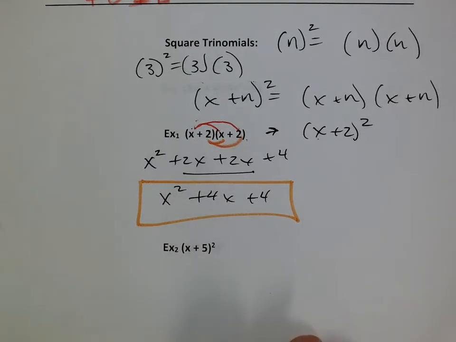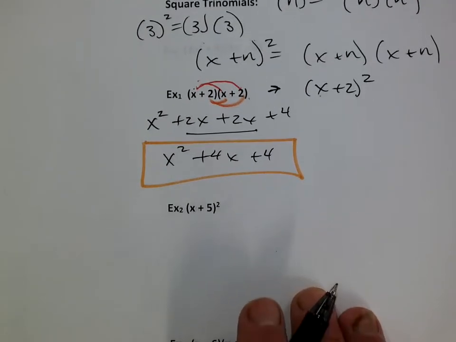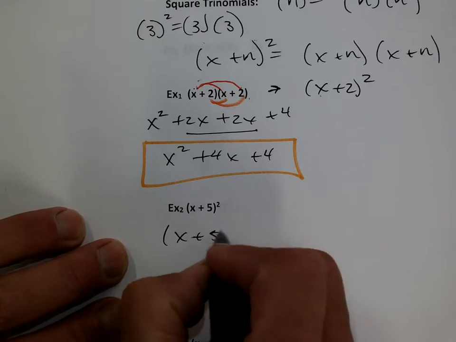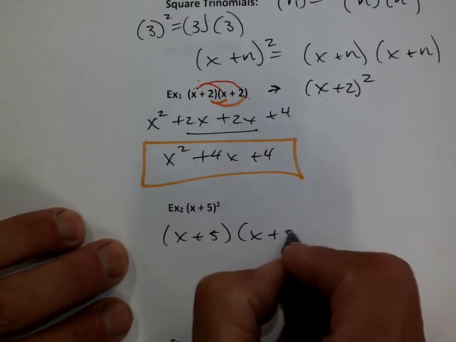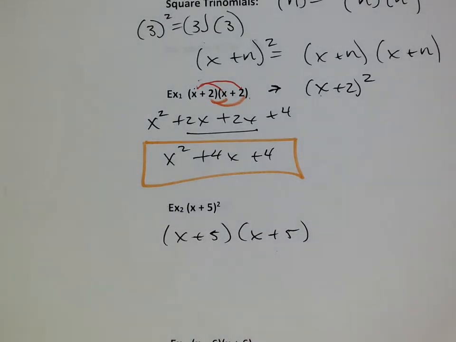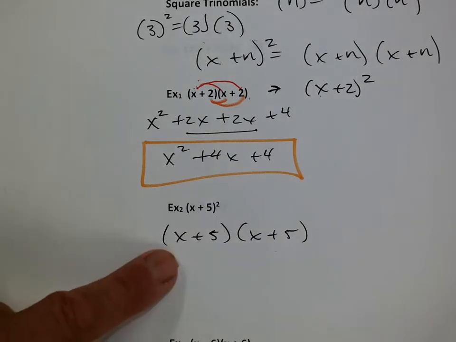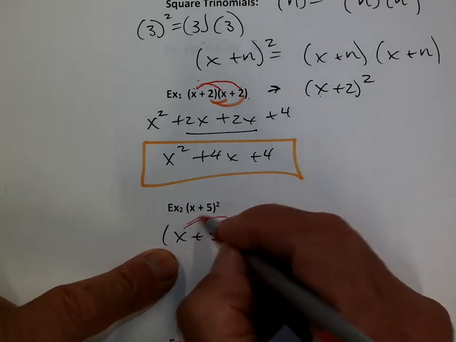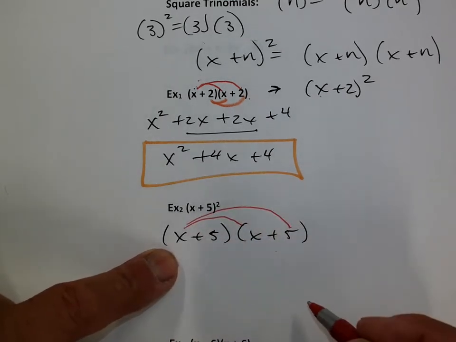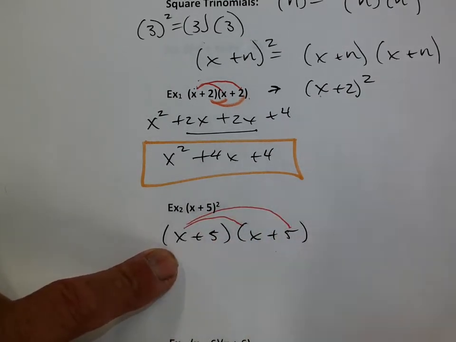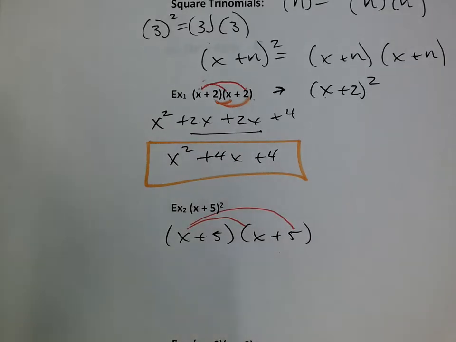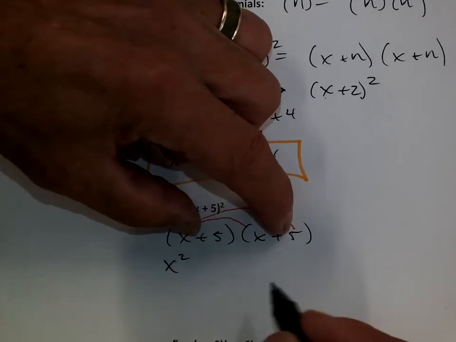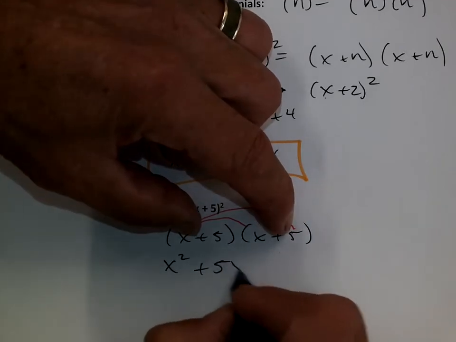Okay, example 2. It's the same type of problem. We just need to write it twice so that we can multiply it out. So I'm going to rewrite it as x plus 5 times x plus 5. And then I'm just going to multiply, or FOIL, whatever you want to call it. First the x's: x times x is x squared, and x times 5 is a positive 5x.